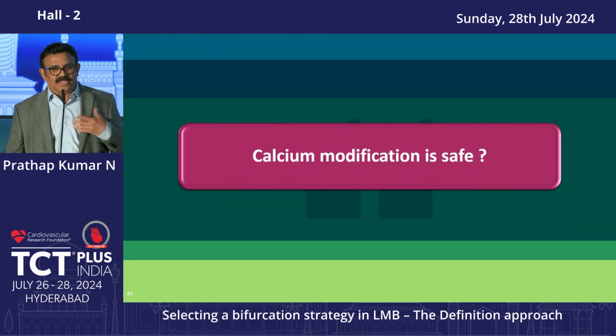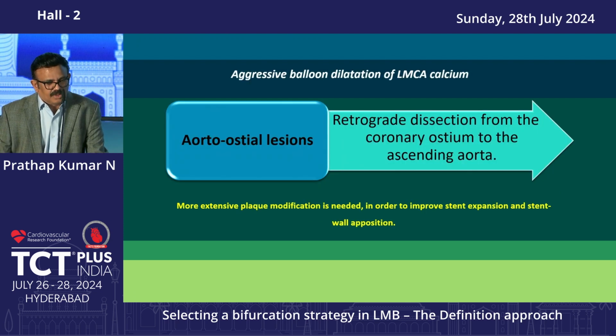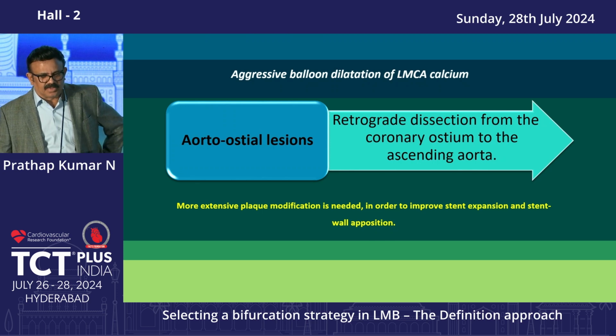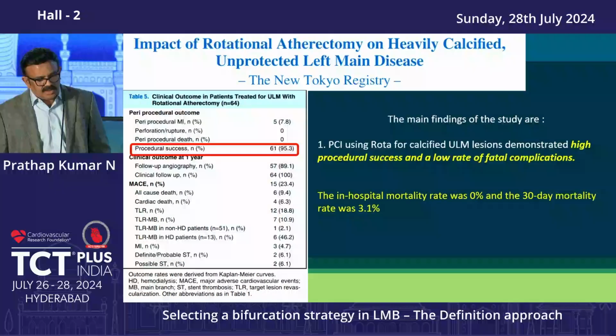Now the question is actually, I did not use an MCS for that patient. Calcium modification is safe or not? Basically, in aorto-ostial lesions, a retrograde dissection from the coronary ostium to the ascending aorta is the most important point. Rotational atherectomy in LMCA is safe or not?